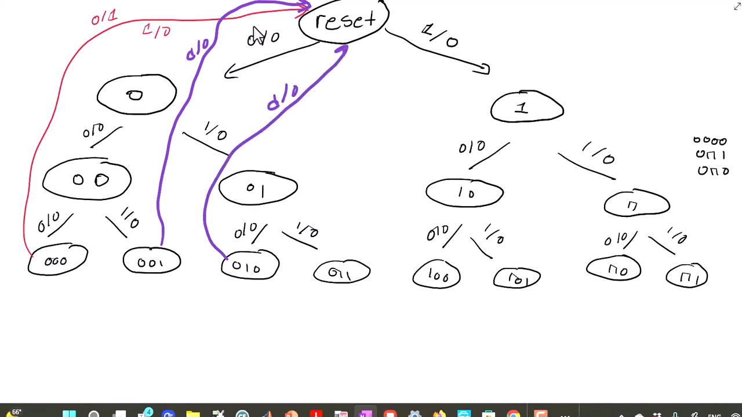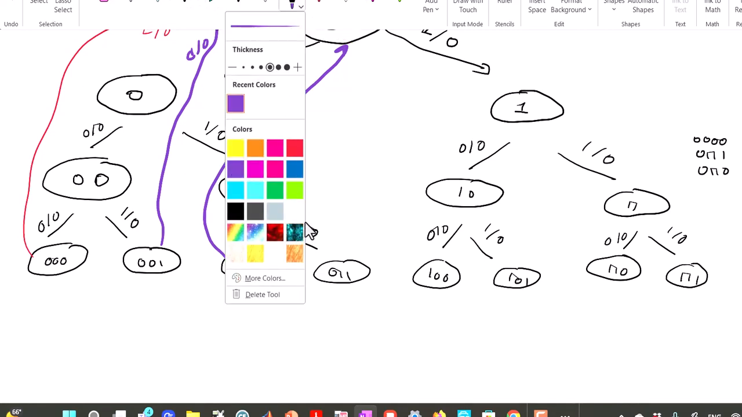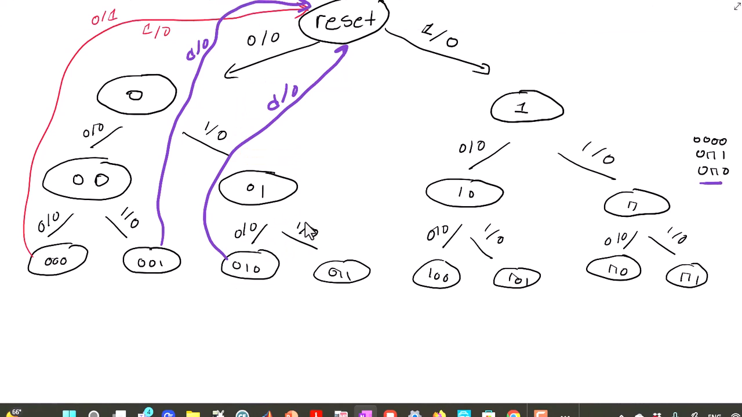So I'm just putting don't care 0 because it doesn't matter what I get from it. And then from 0, 1, 1, I see 0, 1, 1. It actually doesn't matter if I get a 1 or a 0. I will have an output of 1 from both of these. So this is a don't care 1.